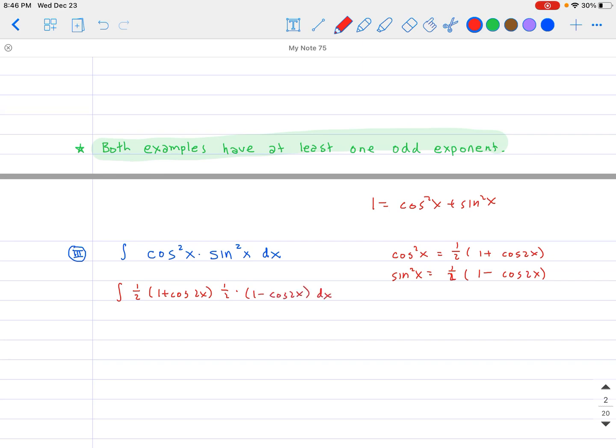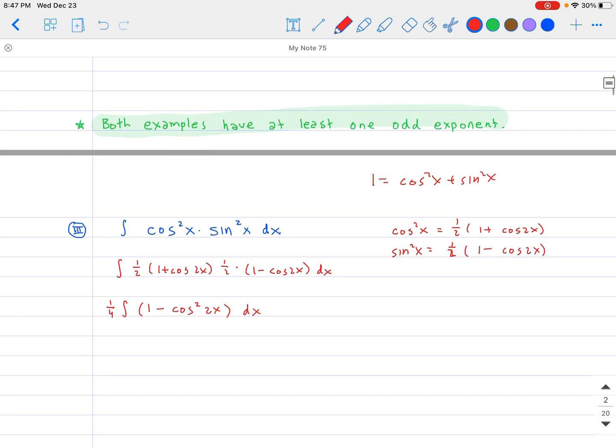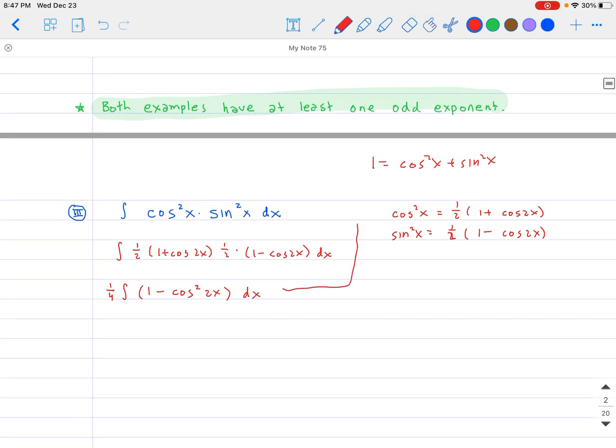And that looks like a pretty nice setup, because I can take the 1/4 on the outside, and on the inside that looks like a difference of squares, so that's going to be 1 minus cosine squared of 2x, and then dx. The nice thing here is that we no longer are dealing with two different trig functions, but with one. Nonetheless, if I let u equal cosine of 2x, du is not there. But that's okay. What we can do is repeat the procedure once again using the double angle formula.